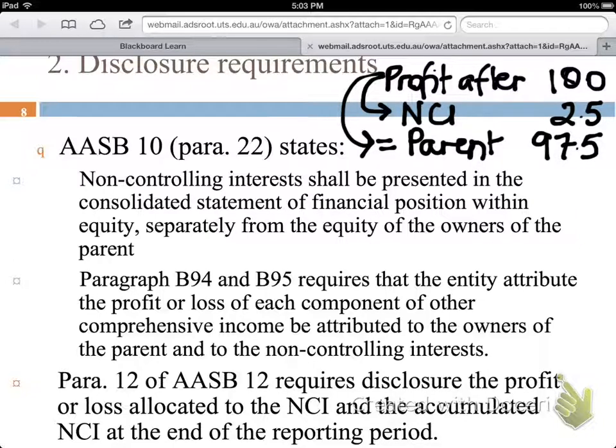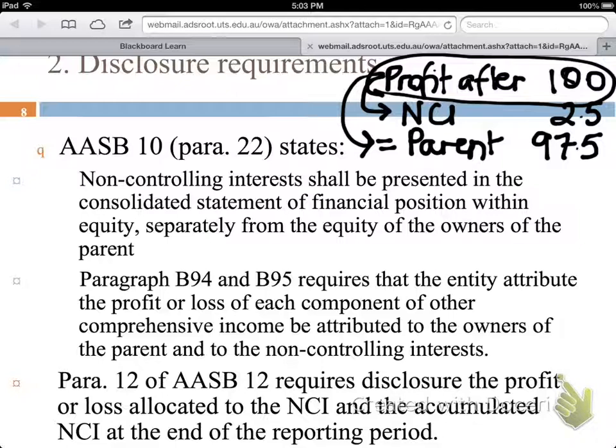We're still getting to the point where we're calculating consolidated profit, which means we still have to do all the consolidation entries we've done already. We still have to complete our worksheet, and it's only after we've completed the worksheet that we can do this allocation. I'm still getting used to using this thing.